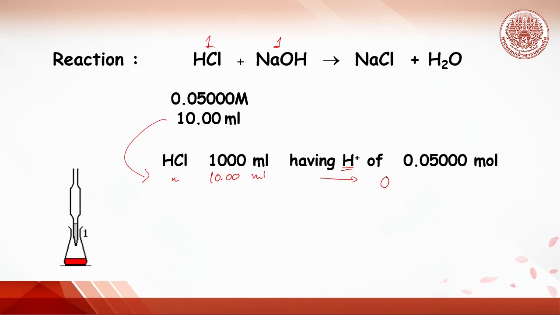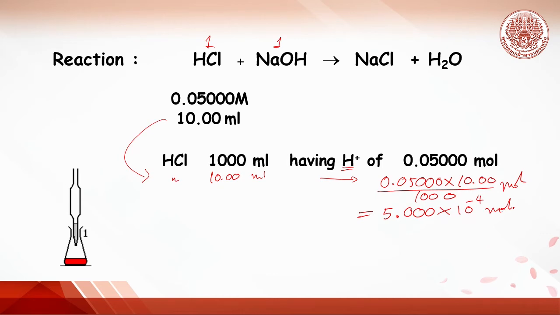So it will have 0.05000 times 10 divided by 1000 mole, which is equal to 5.000 times 10 to the minus 4 mole. So in this case, we can conclude that sodium hydroxide also has the same amount of moles.